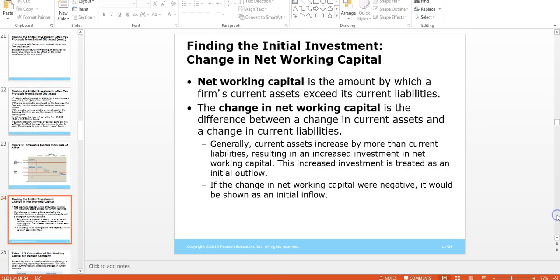Net working capital is the amount by which a firm's current assets exceed its current liabilities. And the change in net working capital is the change in current assets minus the change in the current liabilities. You notice that? It's the difference between the change in current assets and the change in current liabilities. This is what we looked at when we looked at the initial investment. And this is in your text. You should really read up on this section here.